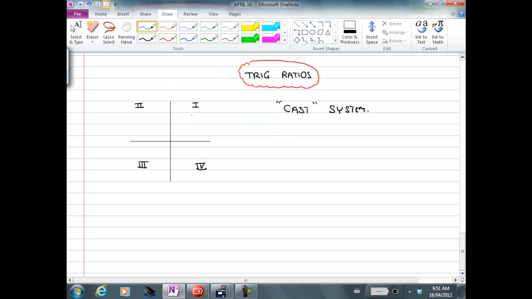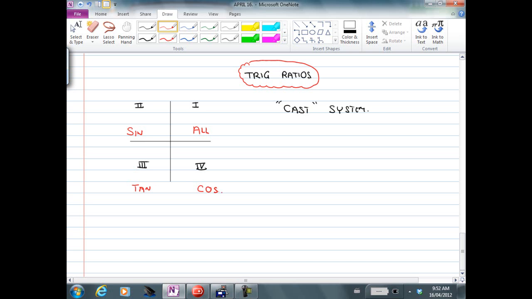The CAST system is, you can write down an A here. I know it starts with a C, but our A is actually in quadrant 1. Then S, T, C. One way to remember this is you can say: add sugar to chai. Or, in math terms, all students take calculus. Choose whatever you like. A actually doesn't stand for add, it stands for all. S stands for sine. T is tan. C is cos.